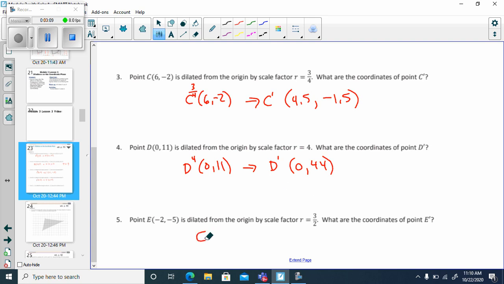And if I've got point E, which is at (-2, -5), and I dilate it by a scale factor of 3/2, then I'm going to multiply the negative 2 times the 3, and then I'm going to divide by 2, and doesn't that give you negative 3? Okay, so E prime is going to be at negative 3, same thing here. If I have negative 5 times 3, and then divide that by 2, and you've got negative 7.5. Okay, those are the points after you've dilated them.